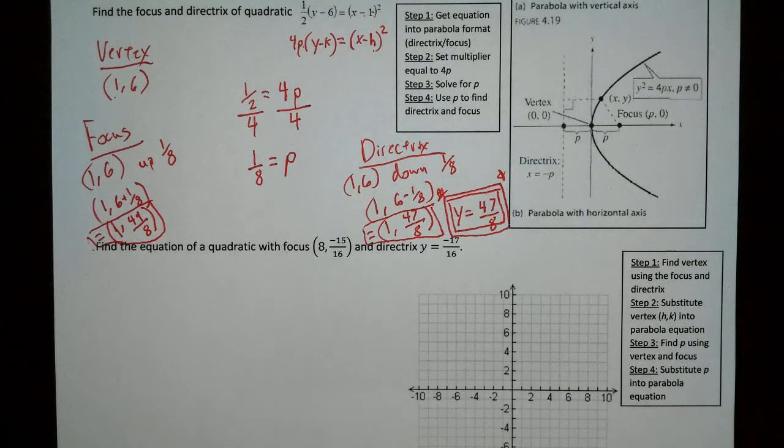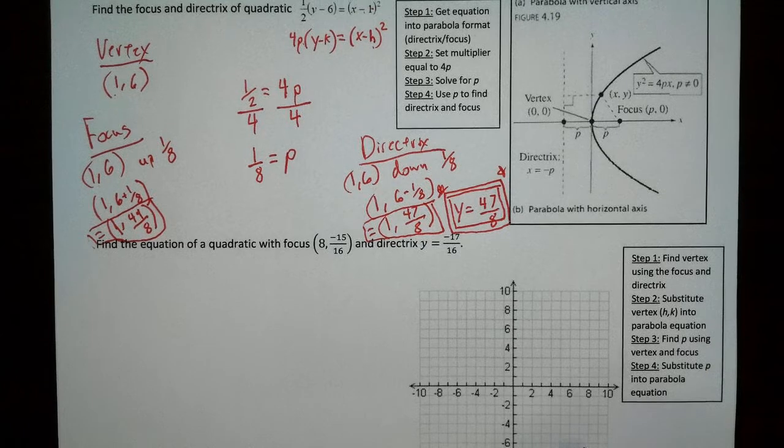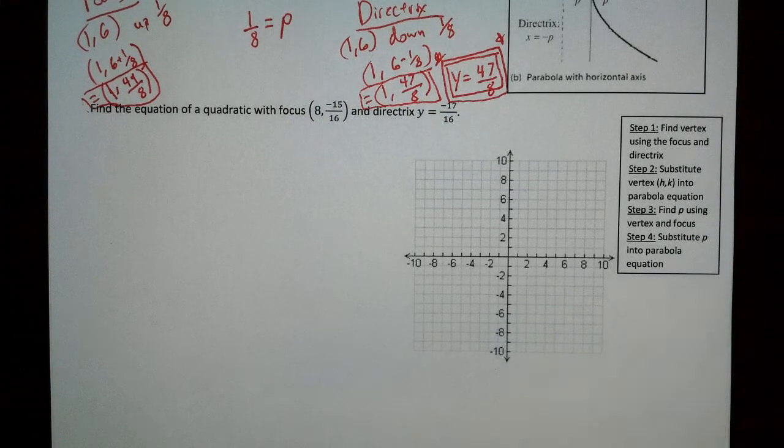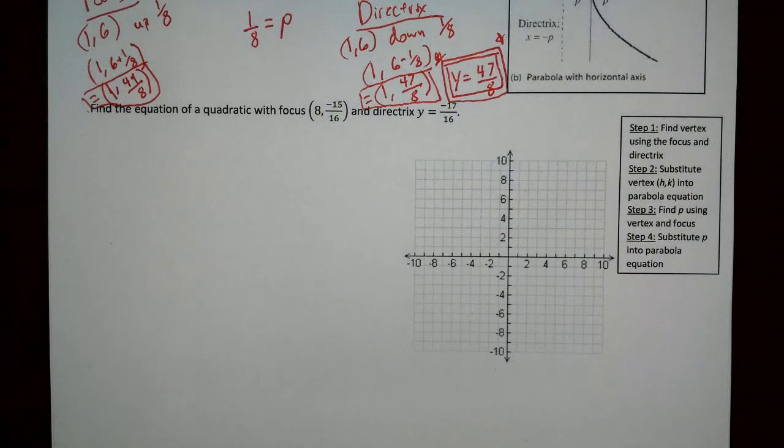Okay, example number 2. And side note, we just hit the 15-minute mark. We would be done, but there's another way this problem can be delivered to you, and I want to make sure we see it this way too before coming into class. So find the equation of a quadratic with focus (8, -15/16) and directrix y = -17/16. What are we given here, and what are we asked to do? We're given the focus and the directrix, and we're asked to find the equation of the quadratic.